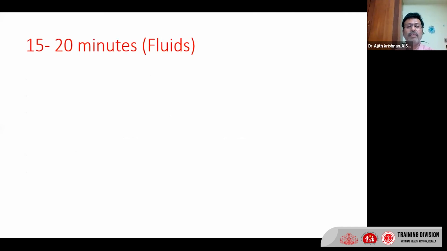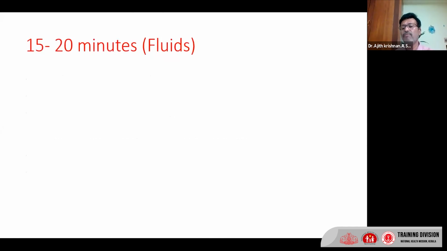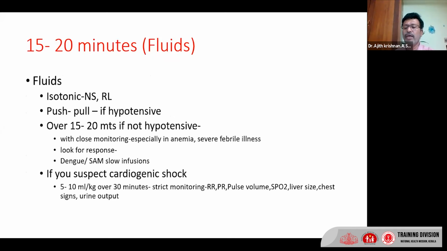And in the next 15-20 minutes, you have to give fluid. So after the initial giving oxygen, NRM, stabilizing the patient, putting an IV line, starting antibiotics, and correcting hypoglycemia if any, it is the time for the fluid. Next 15 to 20 minutes, you have to give the fluid. So you have to give isotonic fluid.